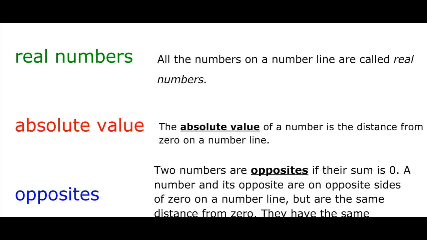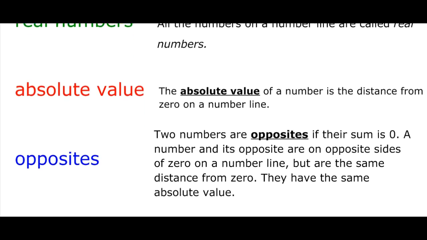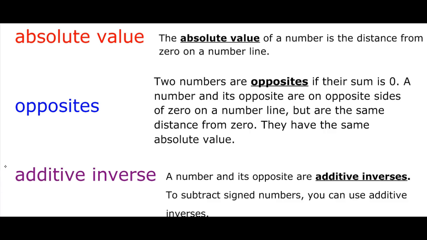So positive 5 has an absolute value of 5, and negative 5 has an absolute value of 5. I like to say that the absolute value is absolutely, positively, always a positive number. Opposites. Two numbers are opposites if you add them together and their sum is 0. A number and its opposite are on opposite sides of 0 on the number line. Their absolute values are the same because they are the same distance from 0.